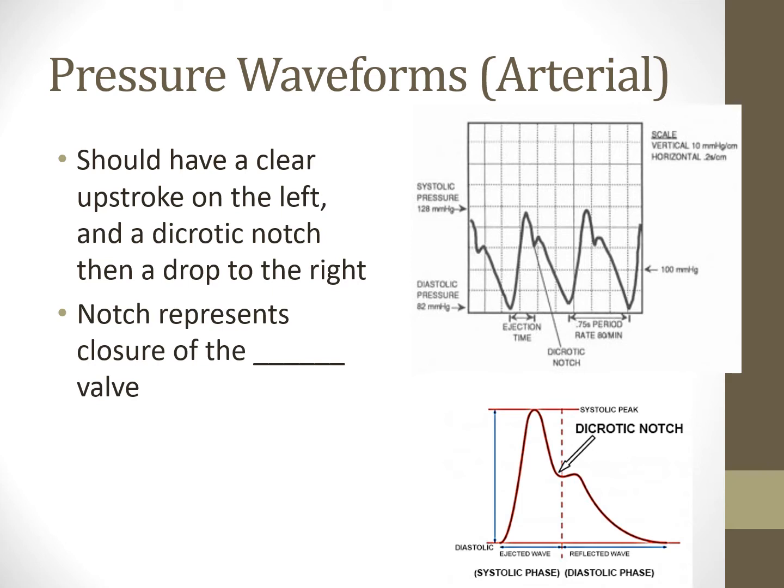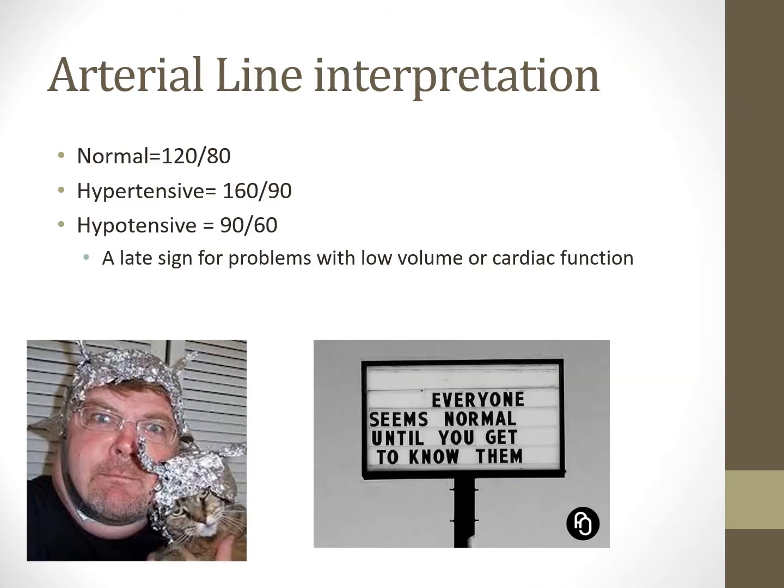And that's just something that could be anatomically going on with them, and then you just know that that's going to be their waveform until that's fixed. Normal should be roughly around 120/80 for an adult. If you're hypertensive, we're looking at anything over 160/90, so systolically over 160, diastolically over 90 millimeters of mercury.